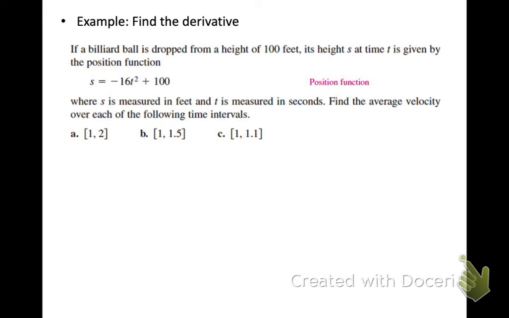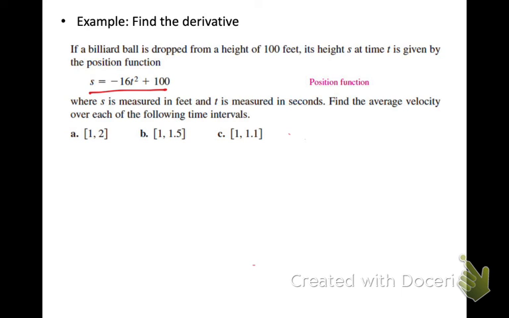If a billiard ball is dropped from a height of 100 feet, its height s at time t is given by the position function. So this is the position function. They've already taken into account gravity. We will later on do that, and you will have to know gravity, the rate at which it affects an object. Where s is measured in feet and time is measured in seconds. Find the average velocity over each of the following time intervals. All you're doing is finding the derivative and then plugging in your time.